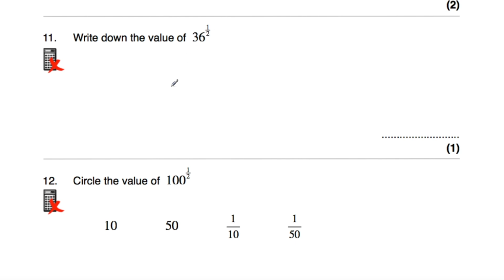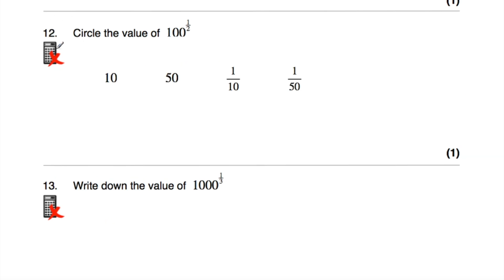So 36 to the power of a half will be the square root of 36, and the square root of 36 is equal to 6. So 36 to the power of a half will be equal to 6. And that's it. Okay, let's look at our next question, question number 12.